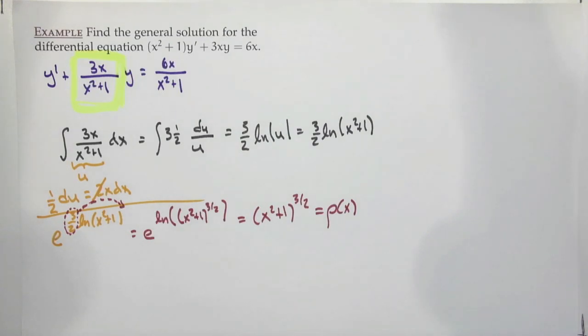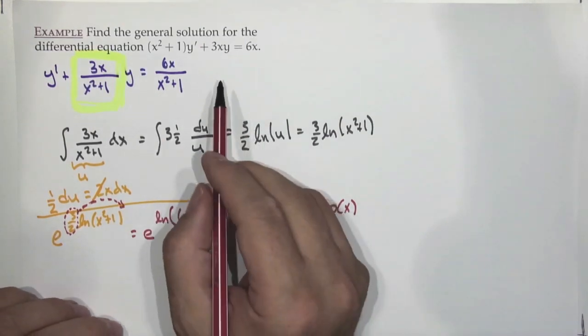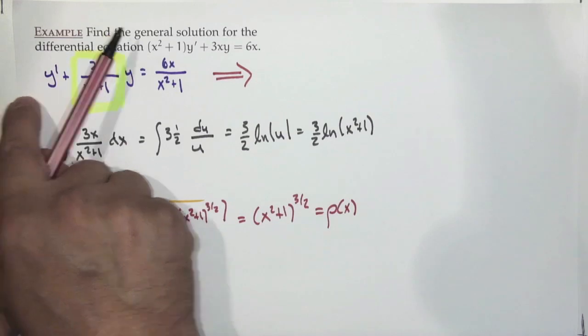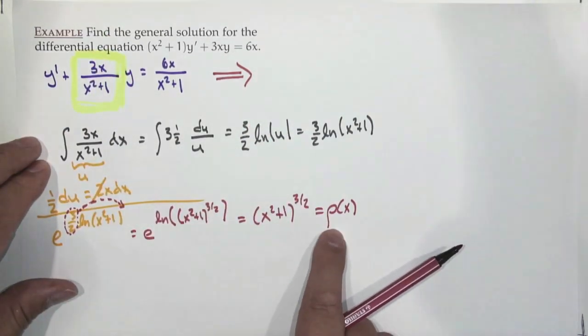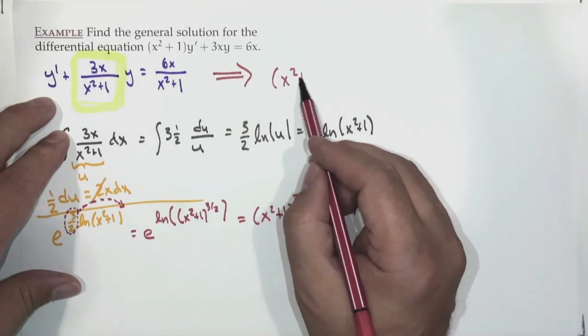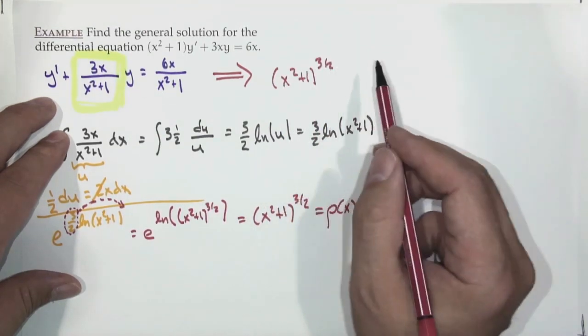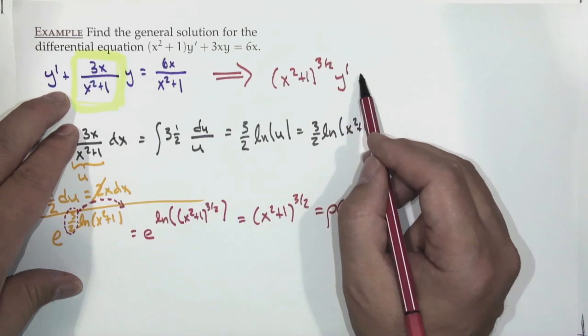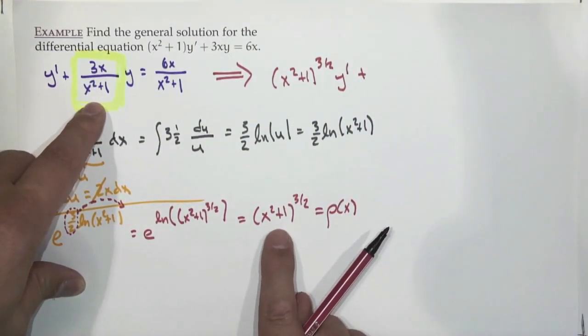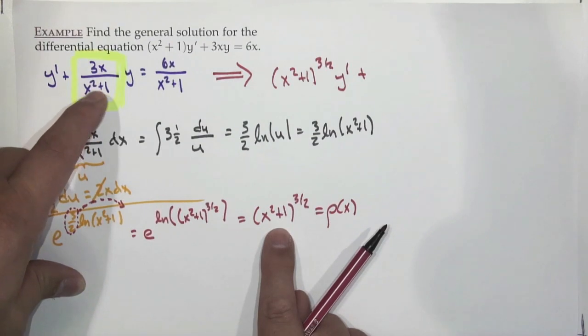Just right. Okay. Now, we come up and we update our differential equation. The way we update it is everything gets multiplied by our rho of x. So, we have (x squared plus 1) to the 3 halves times y prime plus, on this term, what's going to happen? We're going to have (x squared plus 1) to the 3 halves divided by x squared plus 1.